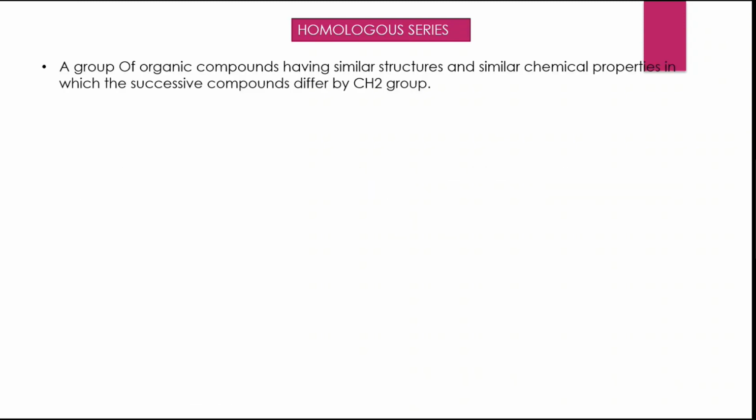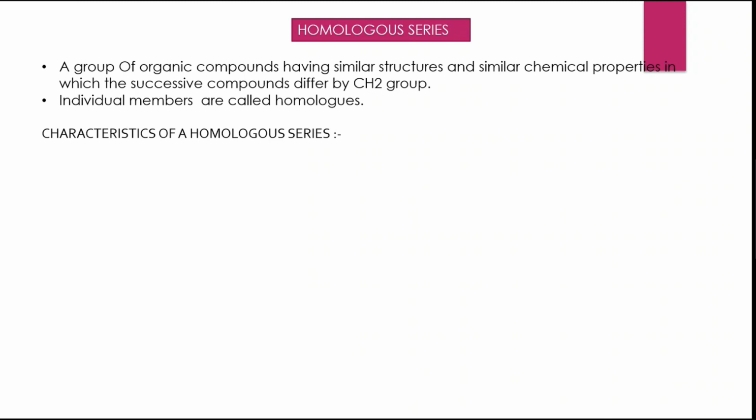As all the elements which are having similar electronic structures show similar chemical properties and are placed in the same group of the periodic table, in the same way, all the organic compounds having similar structure show similar properties and they are put together in the same group or series. So, a group of organic compounds having similar structures and similar chemical properties in which the successive compounds differ by CH2 group are known as homologous series. And each individual member is called a homologue.